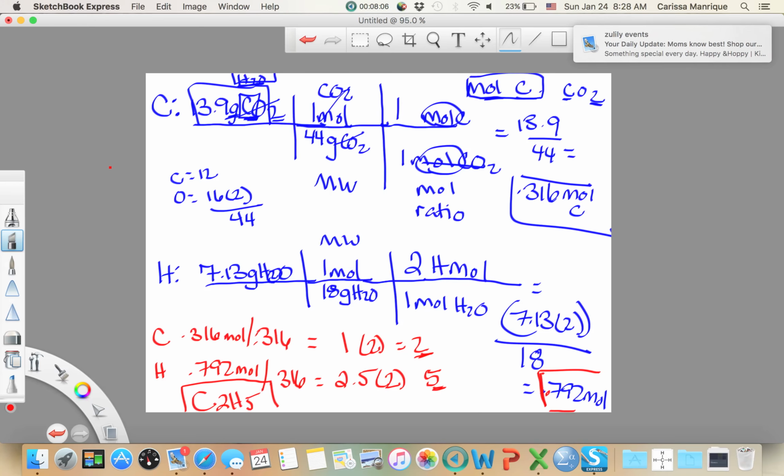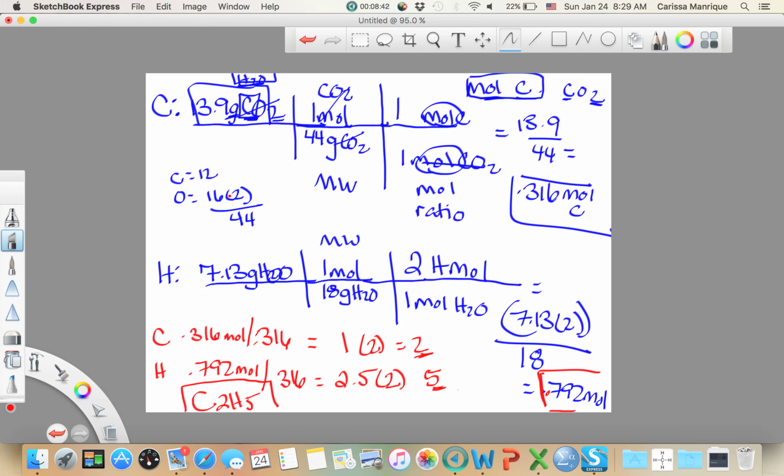Then once we get the moles, we divide by the lowest number of moles we calculated, in this case carbon with 0.316. And then when you divided it out, we didn't get whole numbers. Whole numbers meaning not fractions. So we had to multiply both numbers to get whole numbers for our ratio, which is C2H5. The ratio is 1 to 2.5, but we don't put on there that we have 2.5 carbons. We have to have whole numbers of carbons, so that's why we get 2 and 5.